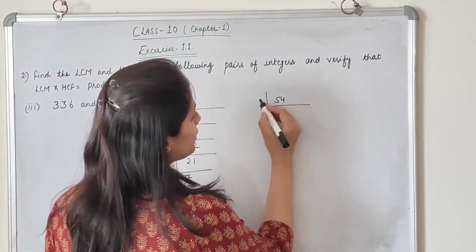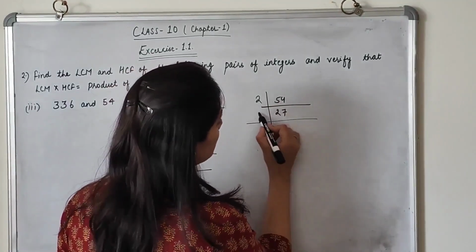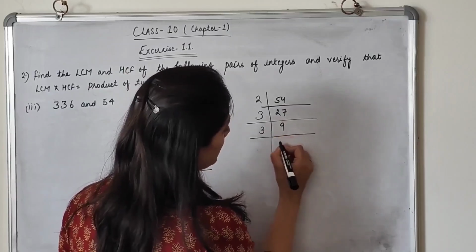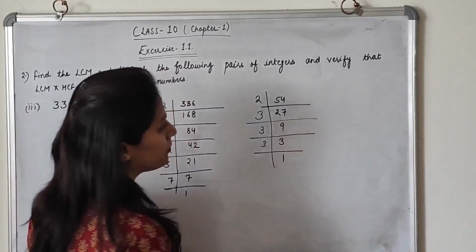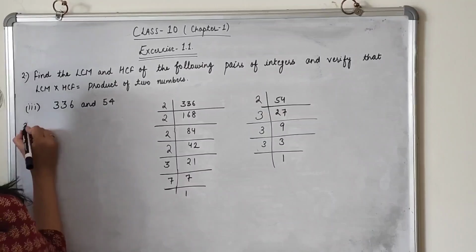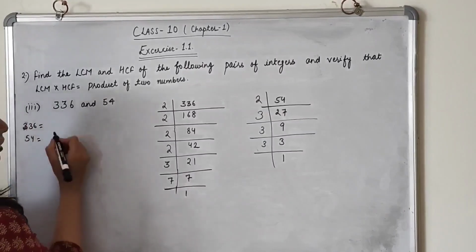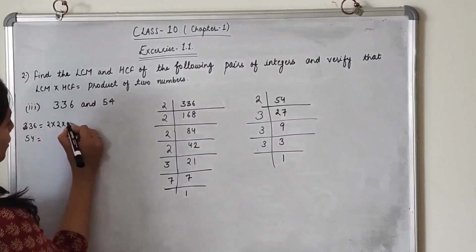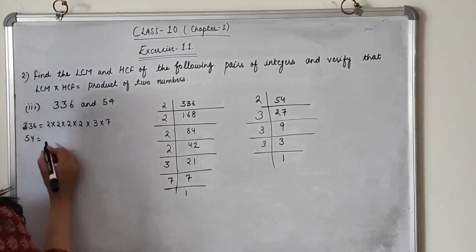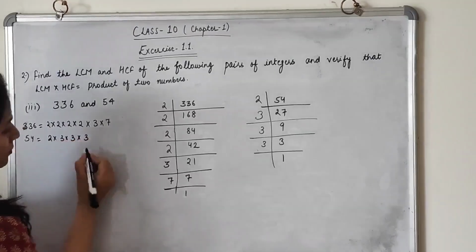54 is divisible by 2, 2 2s are 4, 2 7s are 14. 27 is divisible by 3, gives 9. 9 is also divisible by 3, 3 1s are 3. So the prime factors of 336 are 2 cross 2 cross 2 cross 2 cross 3 cross 7, and the factors of 54 are 2 cross 3 cross 3 cross 3.